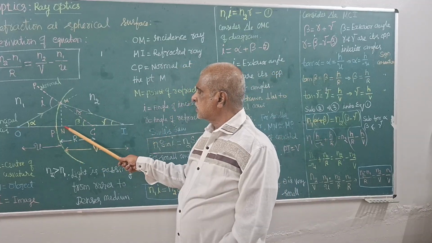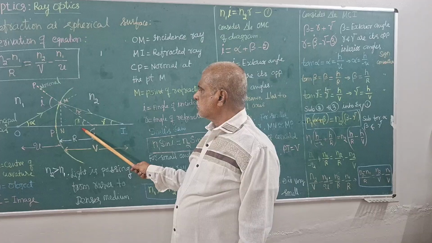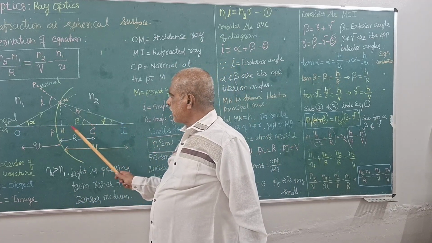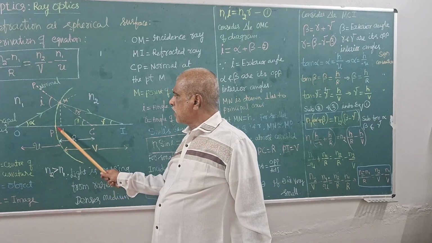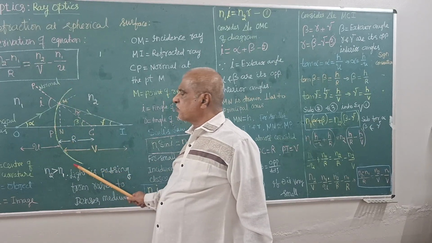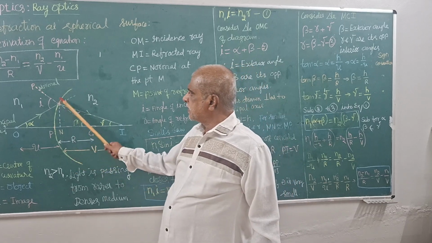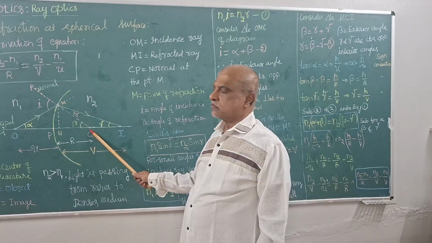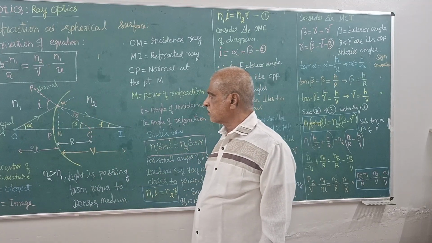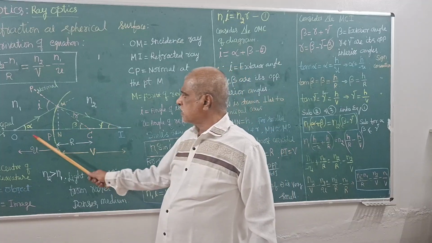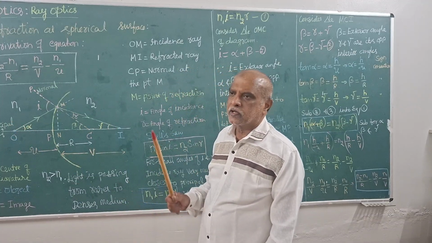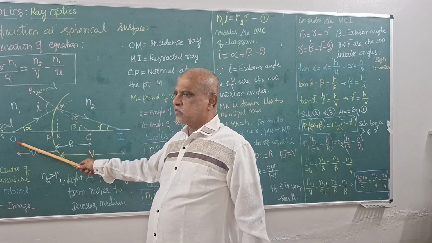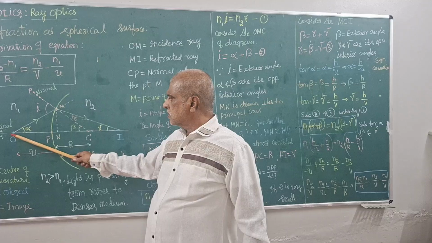What is the principal axis? It is a straight line passing through the point C and point P. The point P is called the pole of the spherical surface, the center point of the spherical surface. C is the center of curvature of the spherical surface. The line passing through is called the principal axis. It is also called the optical axis. The point object O is placed on this line, this side like this.